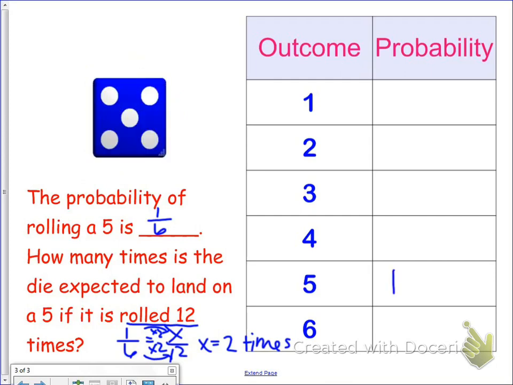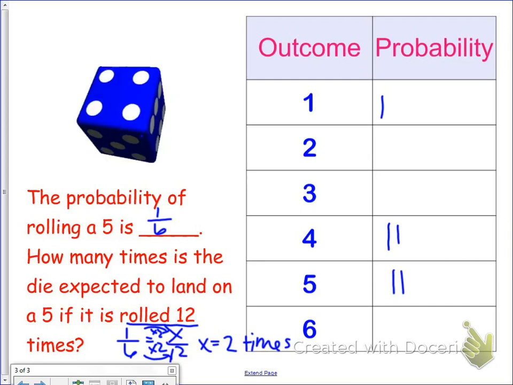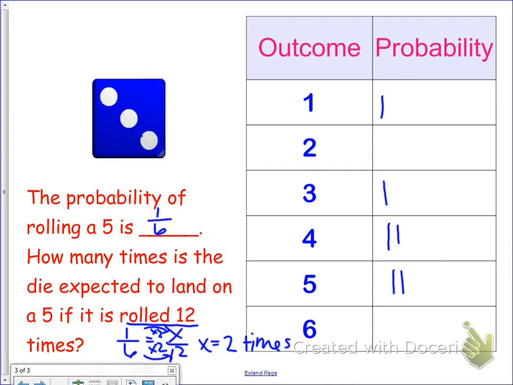So I'm going to record my 5. So 1, another 5, 2. I have a 4 now. A 1. Another 4. A 3. Another 5. A 6.